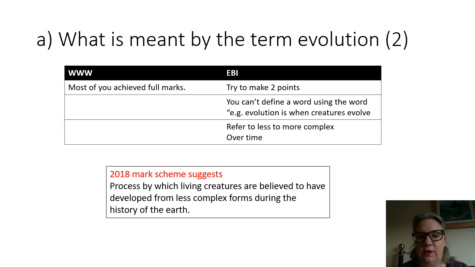So have a look at your answer. If you don't have full marks, is there one of those that you've got missing? In addition, you can't define a word by using the same word. So you can't say, for example, evolution is when creatures evolve, because if I don't know what evolution means, I don't know what evolve means either. So if you don't have full marks, put me on pause and add at least one even better if. Off you go.